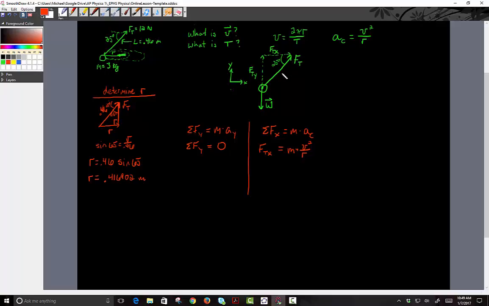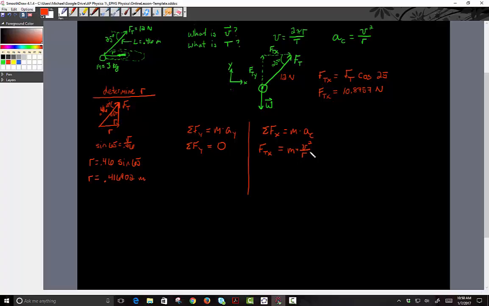So my force of tension was 12 newtons. So my force of tension in the x is going to be the force of tension, and since it's next to the angle, cosine 25. And calculating that, you get 10.8757 newtons. So we'll use this in just a second.